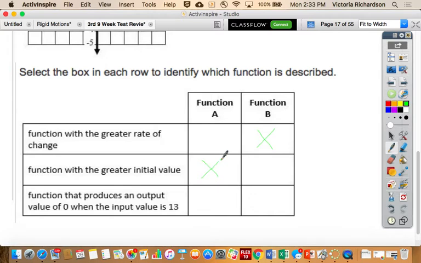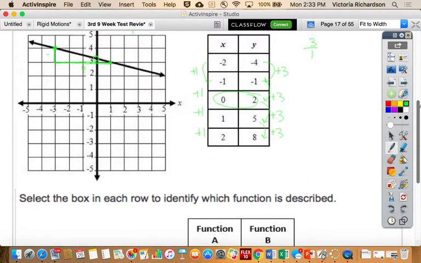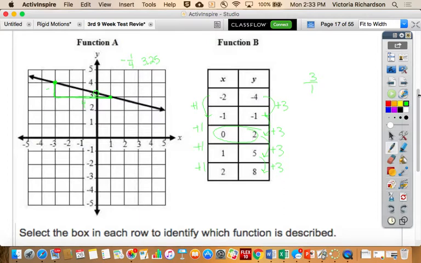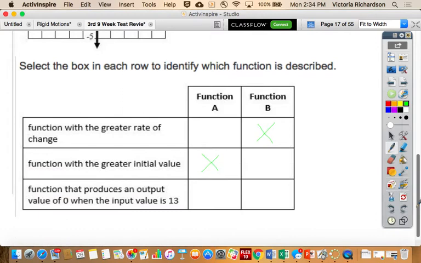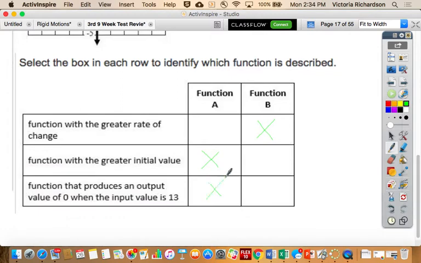And the function that produces an output value of 0 when the input value is 13. If we put 13 into our equation, in this case, your equation would be y equals -1/4 x plus 3.25. And this equation is y equals 3x plus 2. And when you plug 13 in, your answer is function A. It produces a higher output value.